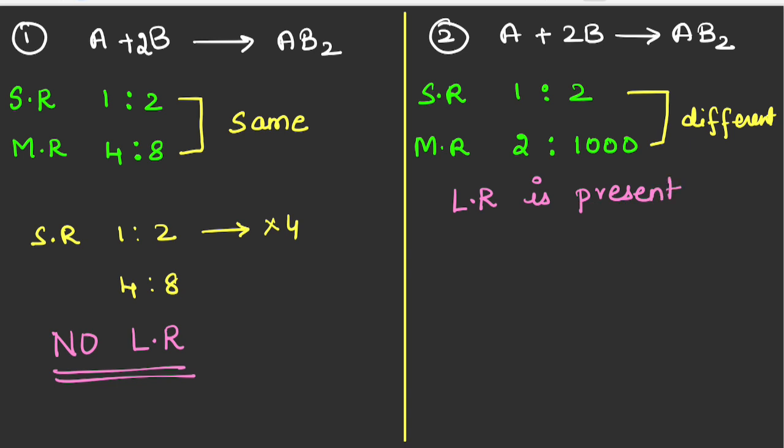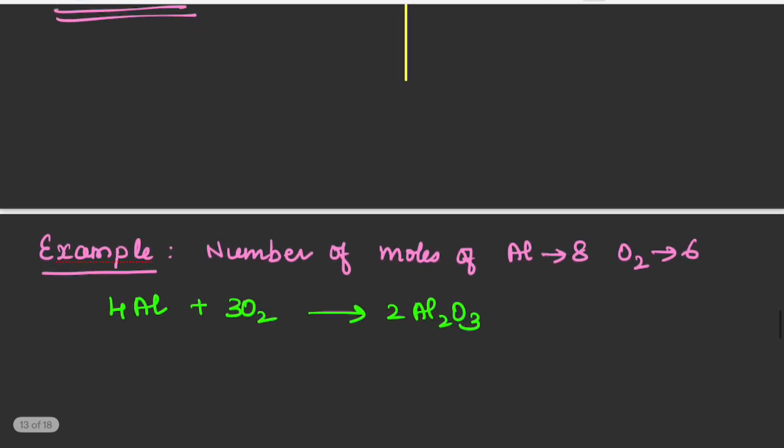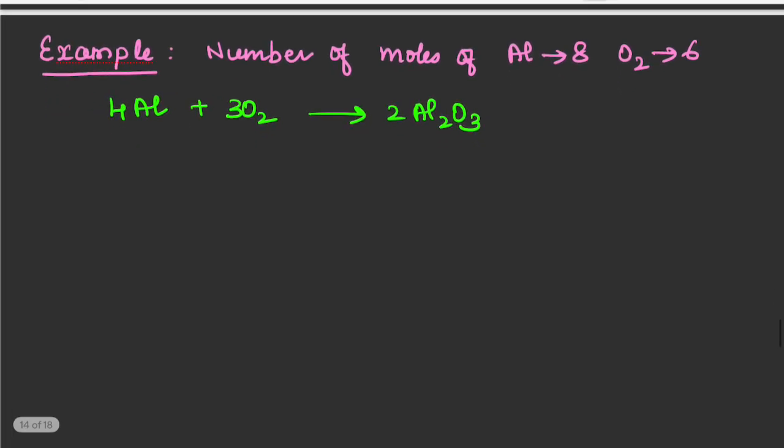And which is the limiting reagent here? The one which is in small quantity. Here A is taken in smaller quantity, so A will be the limiting reagent. Whichever is taken in small quantity will be the limiting reagent. So this is how we find whether limiting reagent is present or not in the given equation. Let us take some more examples to understand this.